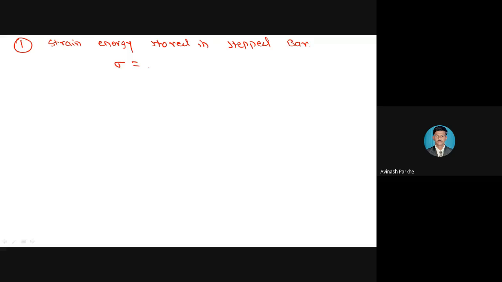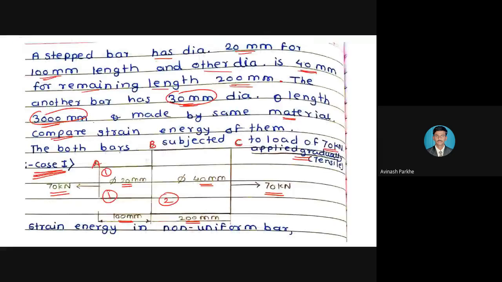Why? Because whatever load is applied, the 70 kilonewton load, is applied gradually, and for a gradually applied load we have the formula, remember that derivation, sigma is equal to P upon A. So by using this formula, initially I will calculate the stress induced in section AB, or section number 1.